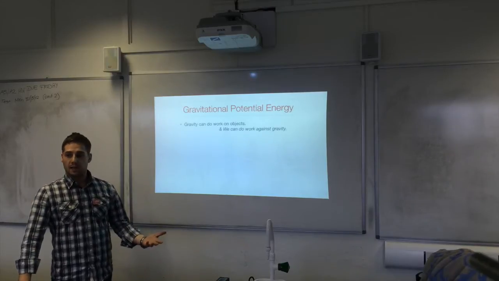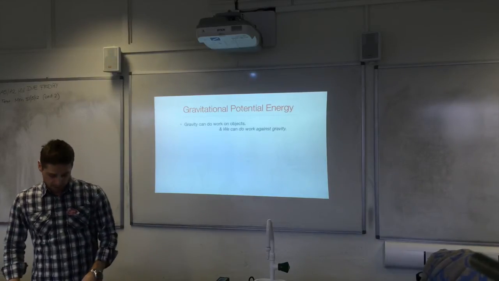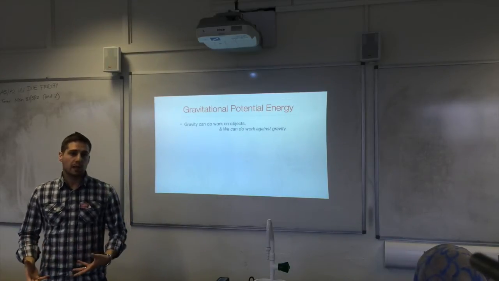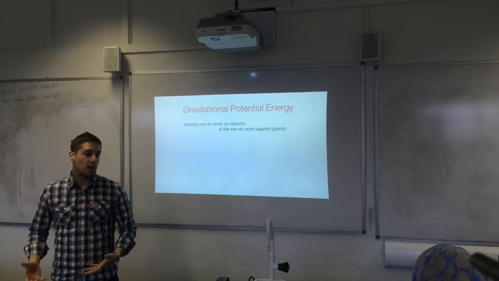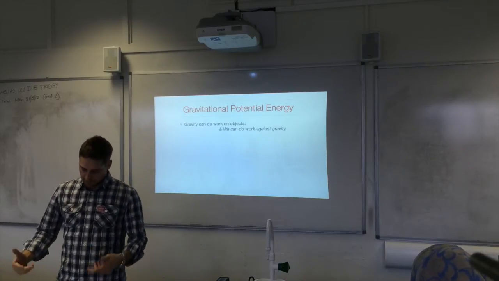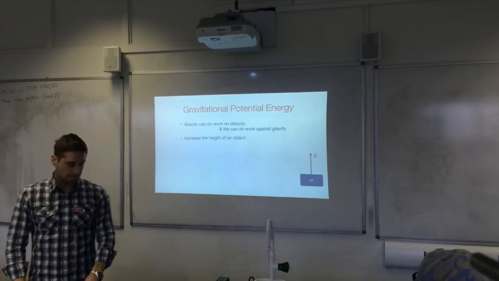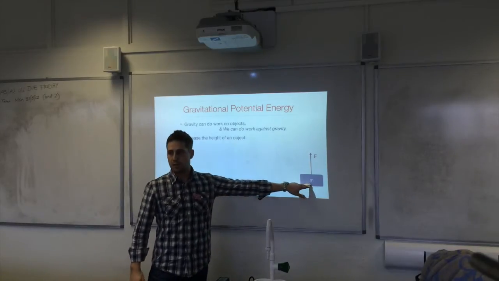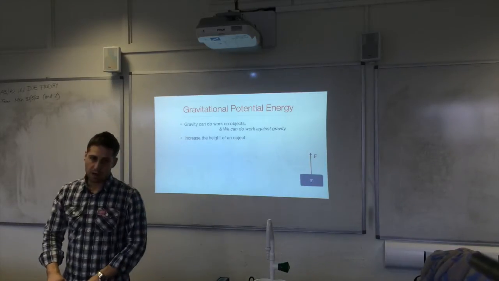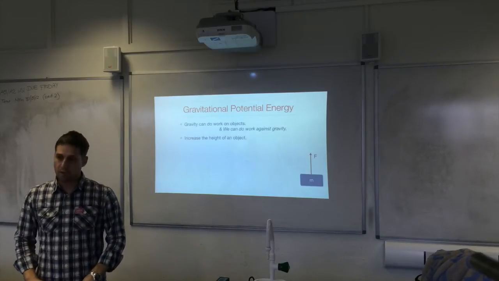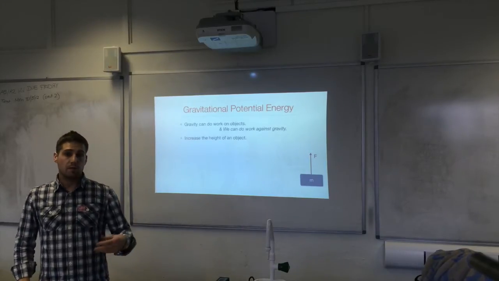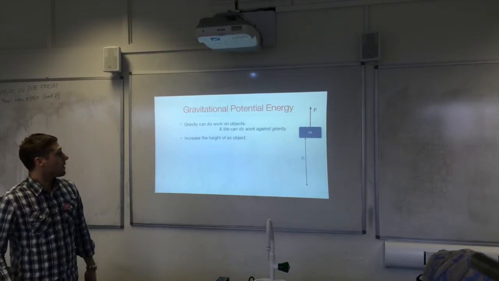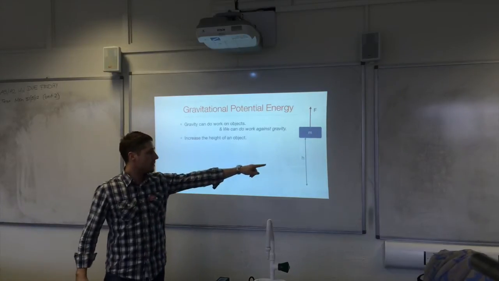Let's look at some particular types of energy. We've got gravitational potential energy. This is to do with gravity doing work on objects, or us doing work against gravity. So that's the same thing going in different ways. Here, what we're going to do is increase the height of this object, which has a mass m, by using a force F. If we assume that there are no energy losses, then the force required to do that will be equal to the weight. So we've moved it up a height of h.